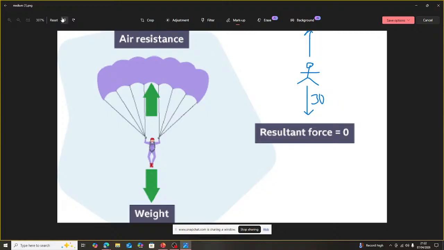But then, this is where we get to the fun part. Because he opens his parachute. He decides, oh, you know what? I'm going to drop Tilted Towers. He opens his parachute, then he experiences more air resistance because the surface area is greater. He experiences more air resistance. Look at all these air particles hitting him, bro.